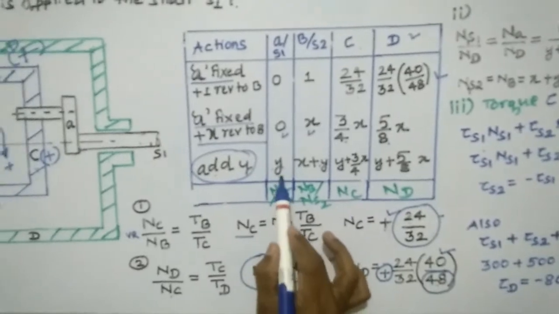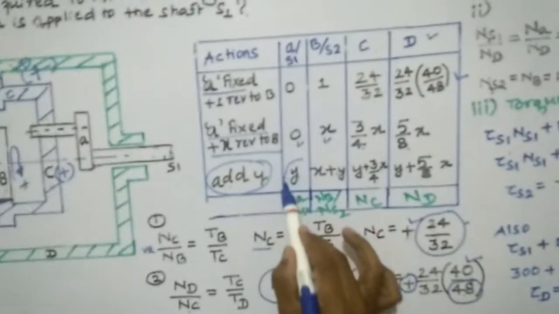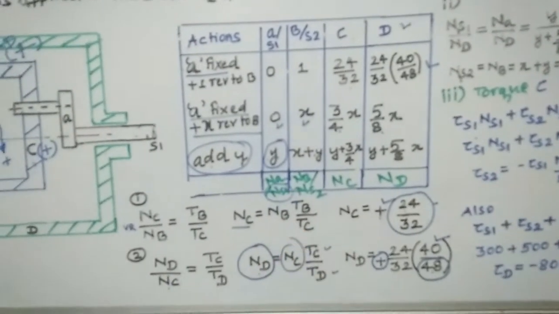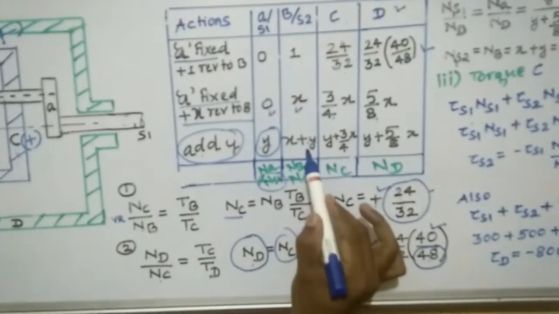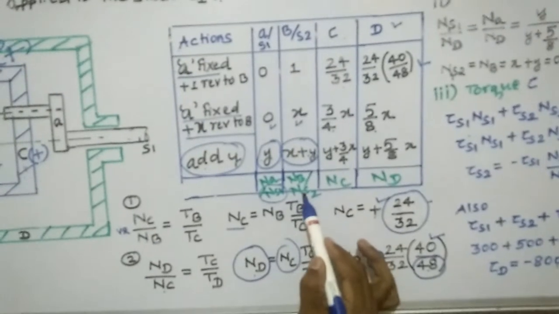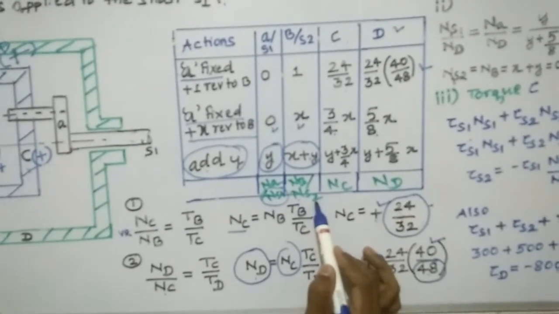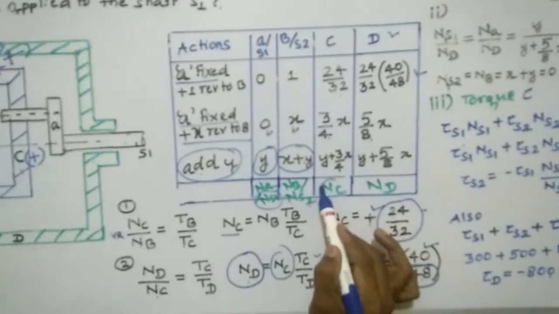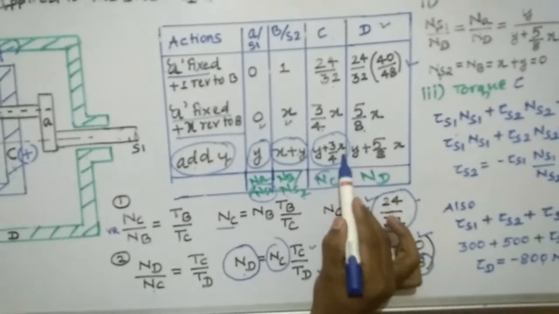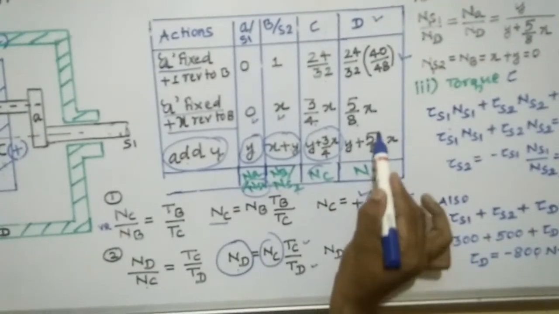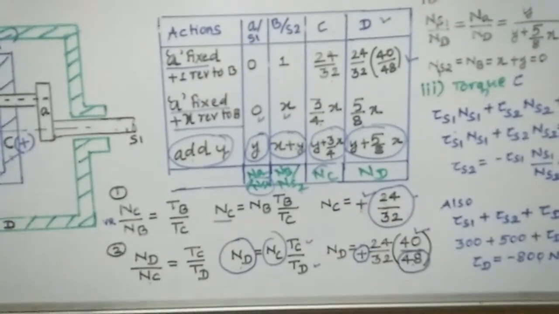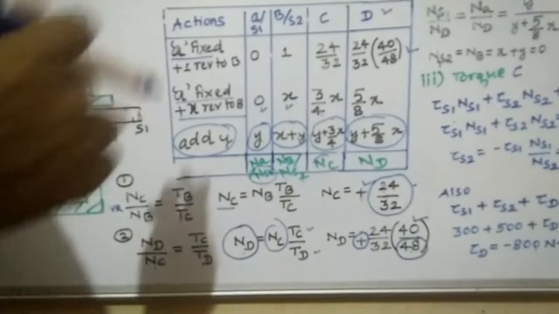NA is nothing but the speed of Y, otherwise NS1 also, both are the same. Look at the figure, in that case X plus Y is also the speed of NB, we can say that is also the speed of NC2. The speed of NC comes as Y plus 3 by 4 into X. For ND also it comes as this formula. Then come to what the things they are given.